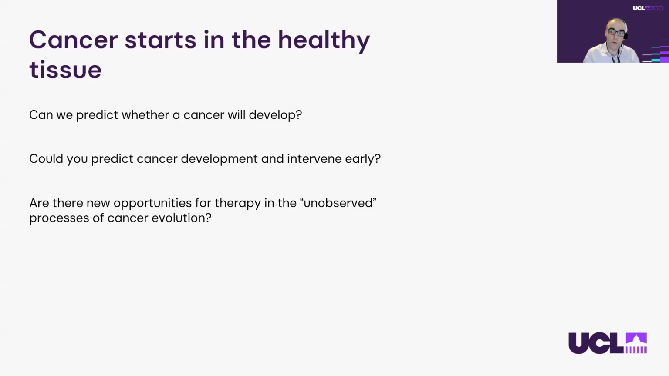More generally, though, if we understood the evolutionary process that occurs before the tumors become clinically evident, are there opportunities for therapy that are visible only in that unobserved process? That is to say, are there things we're missing when we look just at the tumor that we could exploit and develop new therapeutic approaches for?